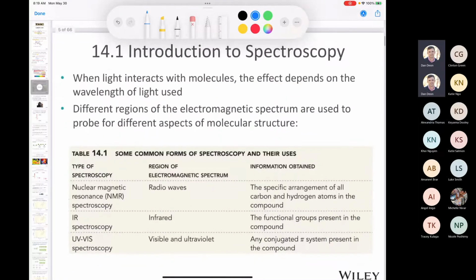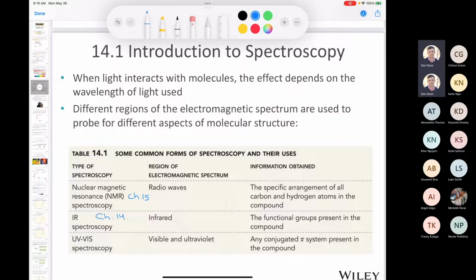All right, so it says here that when light interacts with molecules, the effect depends on the wavelength of light used. And again, in this chapter, we're going to be talking about infrared spectroscopy. So this is our chapter 14 focus, at least for the first part of the chapter. But later on in chapter 15, we're going to be talking about how radio waves interact with matter, and that is the subject of nuclear magnetic resonance spectroscopy.